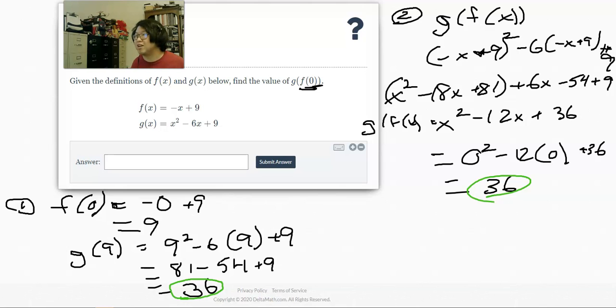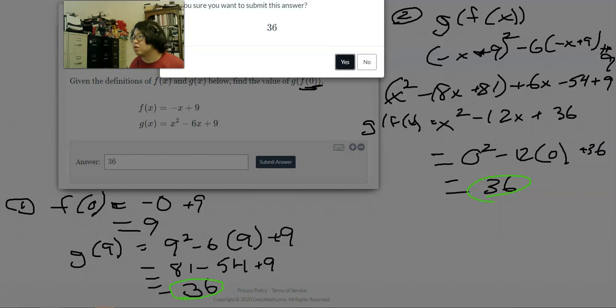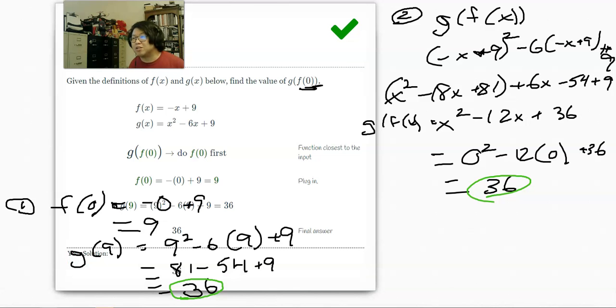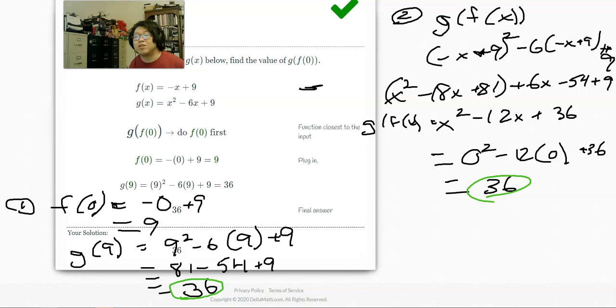So let's go ahead and check my answer. Make sure I'm not tripping over my words here, but my answer of 36, I got it twice, so I expect it to be correct. And Delta Math does indeed say it is. Now, Delta Math does it the first way, the easier way, quote unquote, where you plug in the f of 0, get your number out. Here's the 9, by the way. And then you plug that 9 into g to get your final answer of 36. So that's with a value.